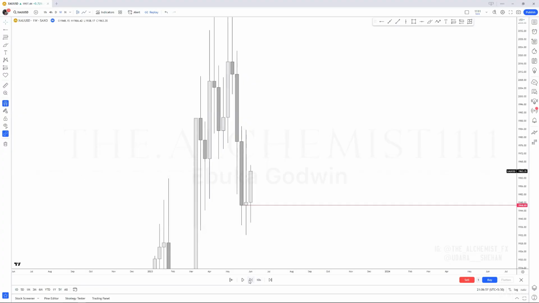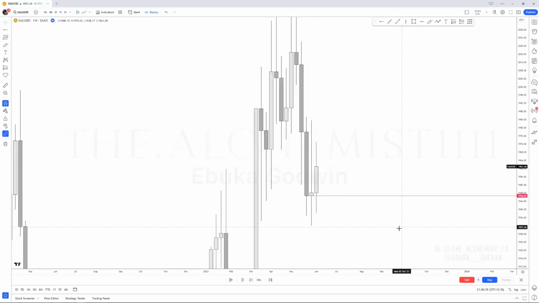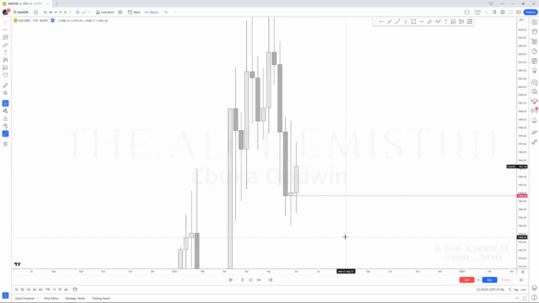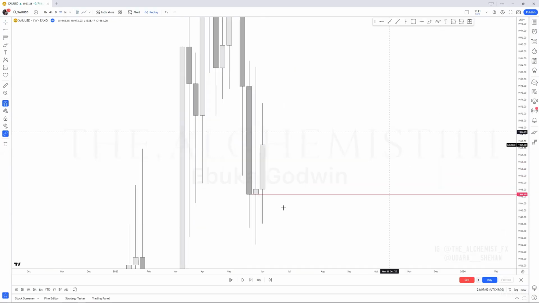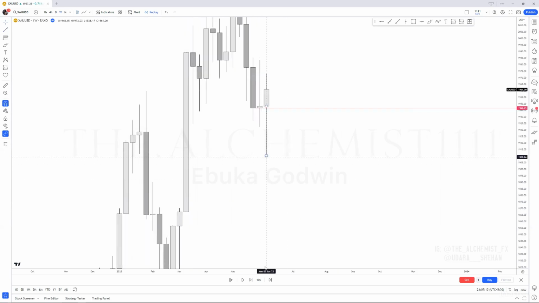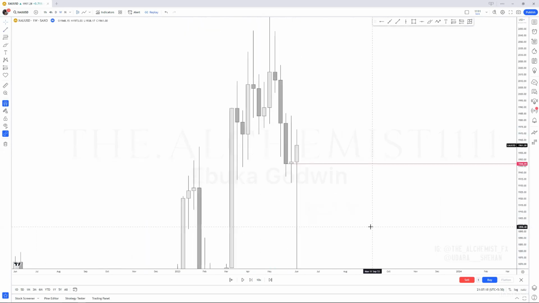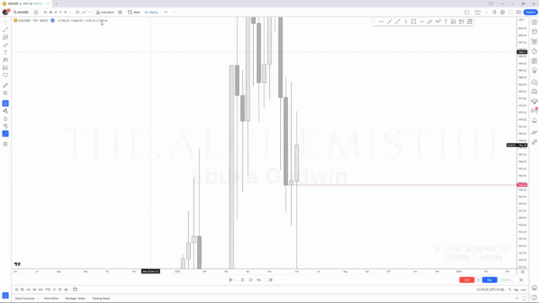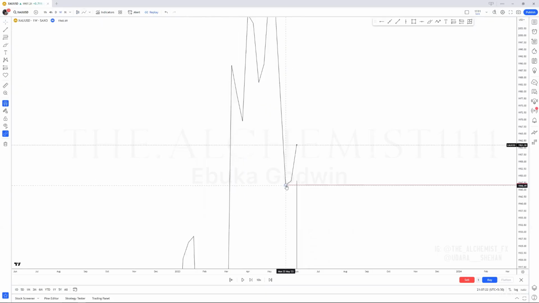1, 2, 3, 4, 5. There we go. Now the weekly candle is over. Now what has it done? Look at the rejection on the weekly. It doesn't matter how far down it goes. The wick can be this long, it doesn't matter. All you need to consider is the weekly closing above the weekly support.